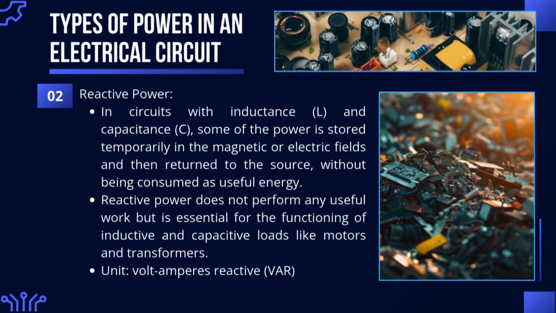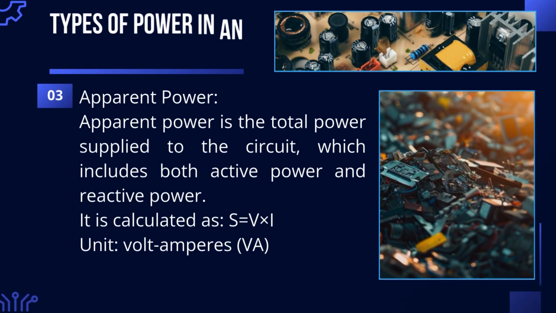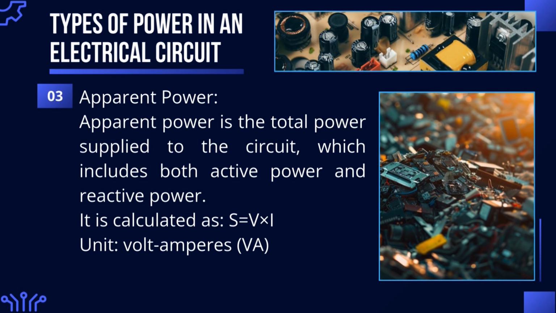In case of reactive power, in circuits with inductance and capacitance, some of the power is stored temporarily in the magnetic or electric fields and then returned to the source without being consumed as useful energy. Thus, reactive power doesn't perform any useful work but is essential for the functioning of inductive and capacitive loads like motors and transformers. In case of apparent power, it is the total power supplied to the circuit, which includes both active power and reactive power.